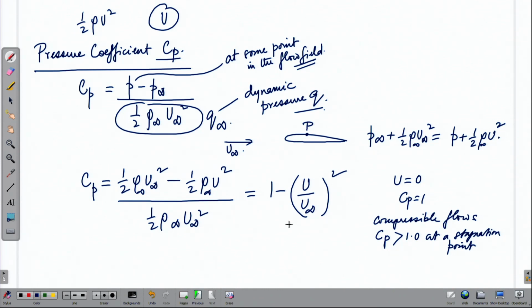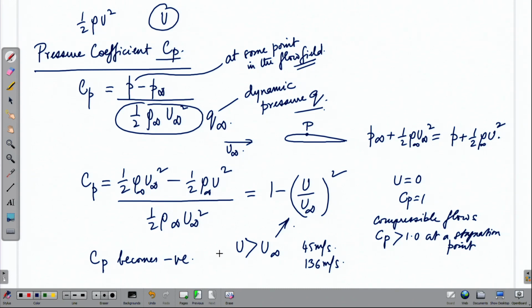And then again from this expression you can figure out that there may be locations where u is becoming greater than u infinity. Locally the flow is accelerating. You saw earlier in the airfoil problem that the free stream velocity was of the order of 45 meters per second, while the local velocity on the airfoil was about 136 meters per second. So, that was way above the u infinity. So, in that situation what happens? Cp becomes negative. So, the moment the pressure falls below the free stream static pressure, the Cp becomes negative. So, these are some very important lessons that we have learned by applying Bernoulli's equation.